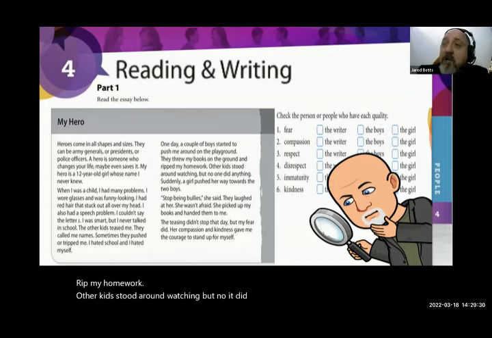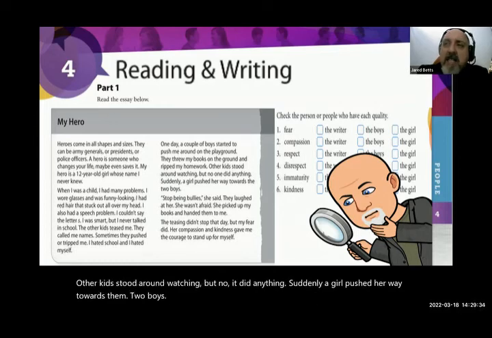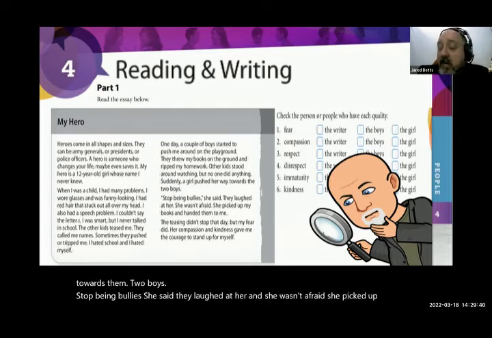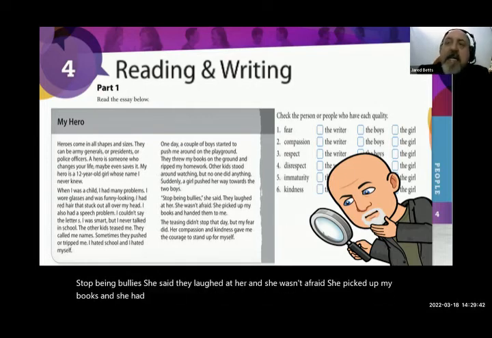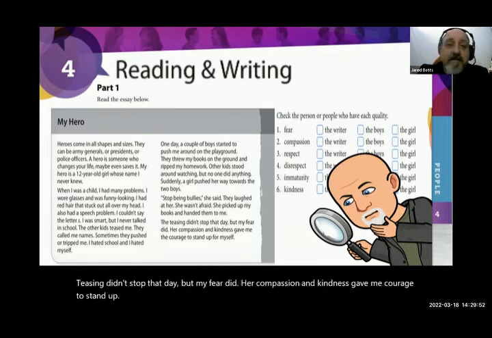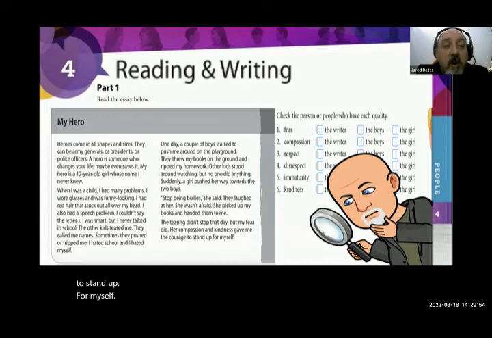Suddenly, a girl pushed her way towards the 2 boys. "Stop being bullies," she said. They laughed at her, and she wasn't afraid. She picked up my books, and she handed them to me. Teasing didn't stop that day, but my fear did. Her compassion and kindness gave me courage to stand up for myself. So, a good story, how you work and defend yourself.